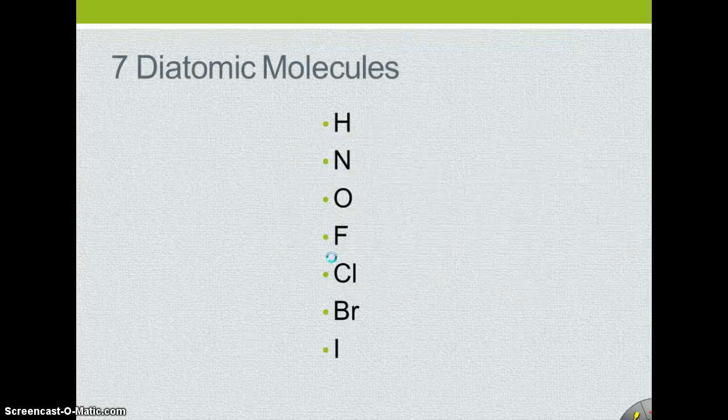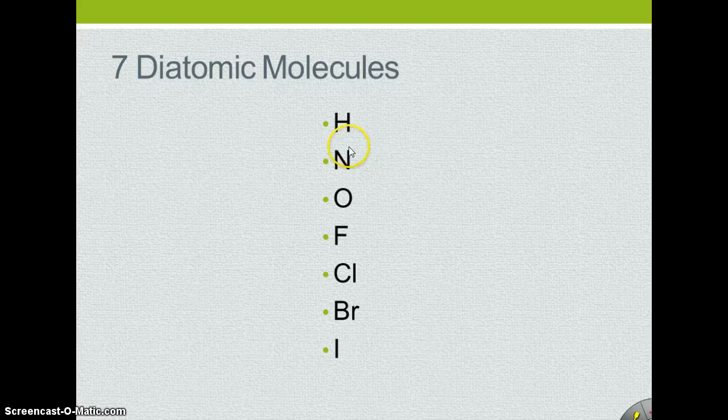There are 7 diatomic molecules: hydrogen, nitrogen, oxygen, fluorine, chlorine, bromine, and iodine. You do need to know these. Know that they only exist in pairs. They're either going to be paired with something else or with themselves. You cannot just have one single hydrogen floating about. It's either going to be with another hydrogen, attached to oxygen to make water, or attached to a chlorine to make hydrochloric acid, or it'll be attached to itself to make H2 hydrogen gas.